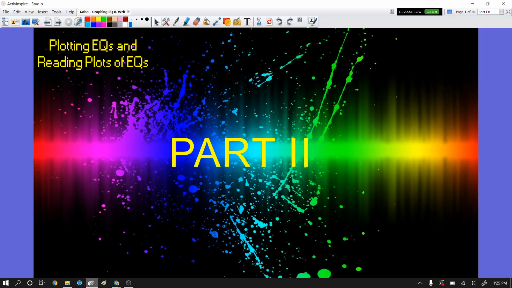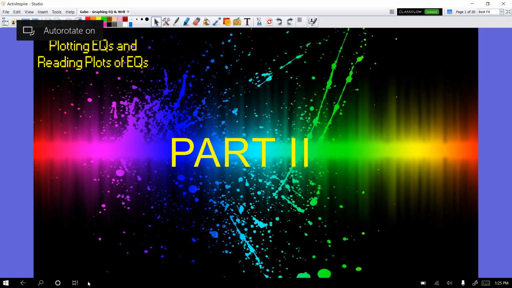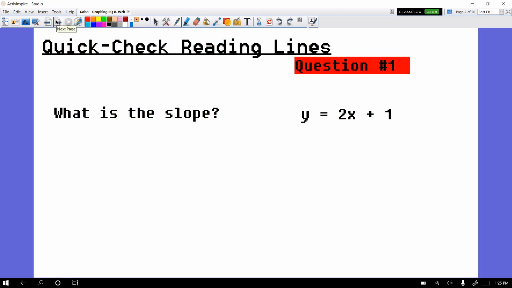Okay, looking at plotting equations and reading plots of equations. All right, so reading lines on the quick check came up with some issues. All right, so what is the slope? What we talked about last time is we have the form of y equals mx plus b.